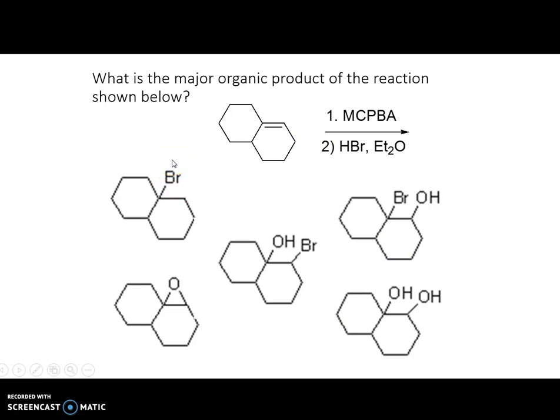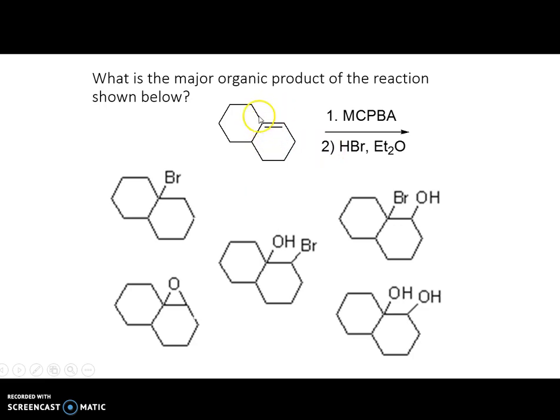So we've got some you-try-it problems here for you now. Go ahead and see if you can select the correct product of the reaction of this alkene with MCPBA, and then cleavage of the epoxide with hydrobromic acid. Okay, if we look at this, we will put an epoxide here.